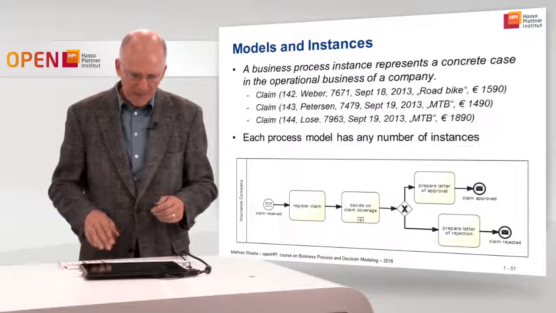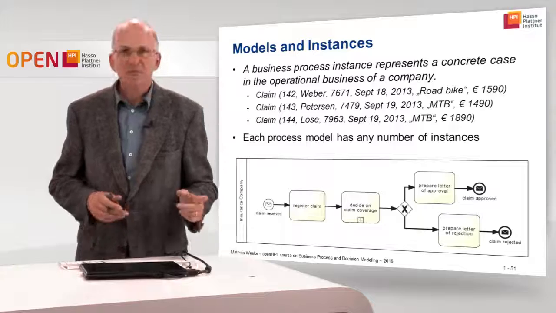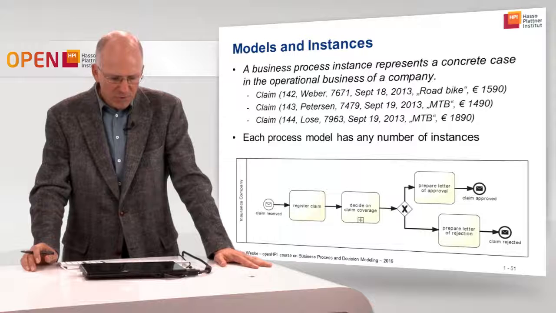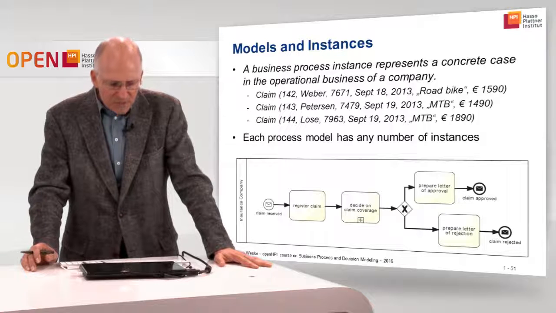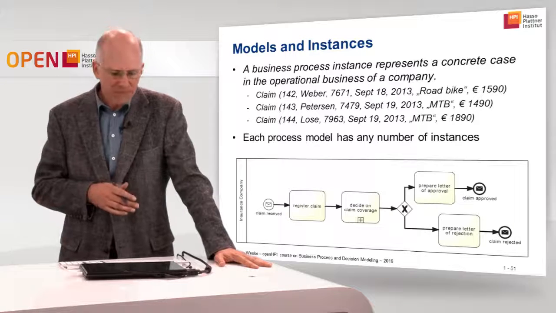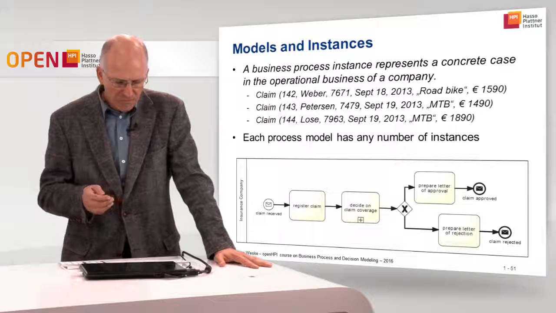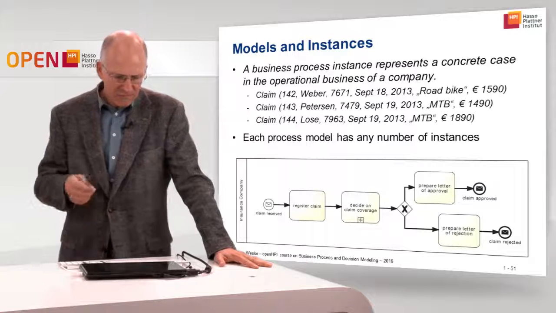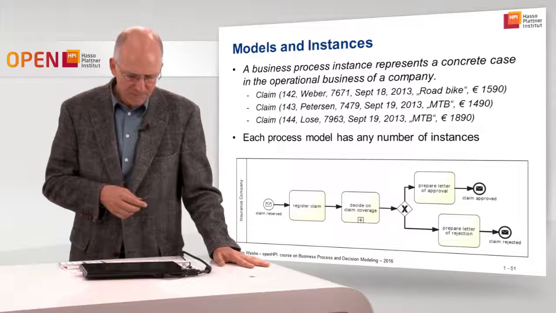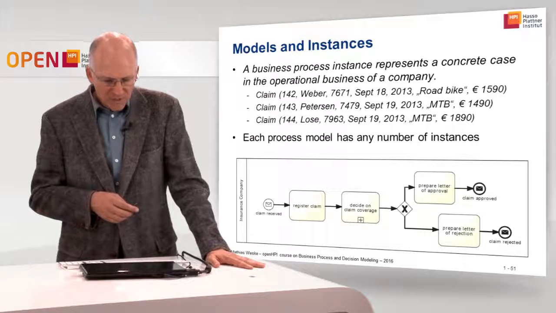All right. To make that a bit more concrete, there might be three insurance claims of our insurance claim process. A business process instance represents a concrete case in the operational business of a company, I like to say. And here we have three claims. So this is just the data written as a tuple here. So the first element might be the claim ID, so 142. It's an insurance claim by Weber.